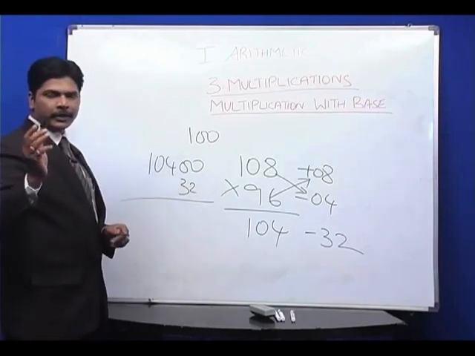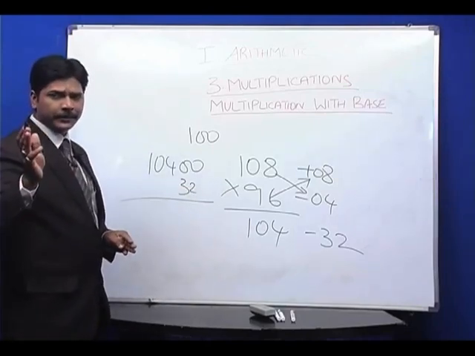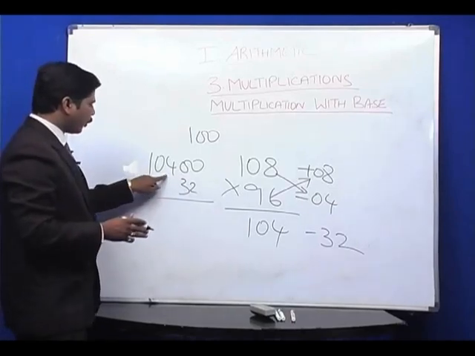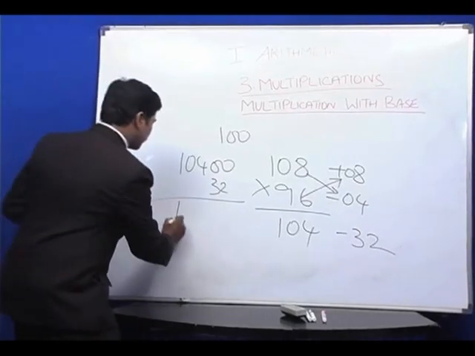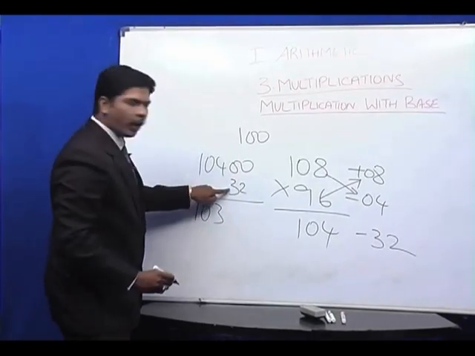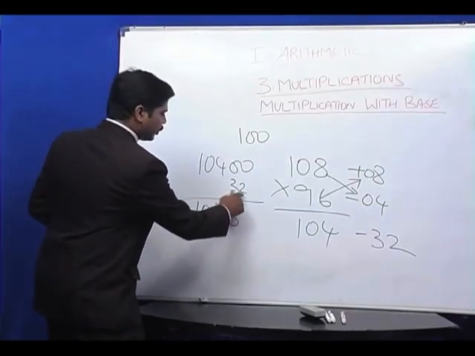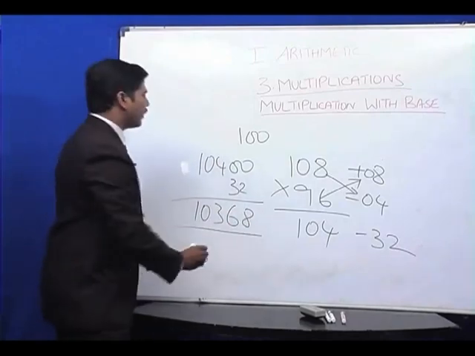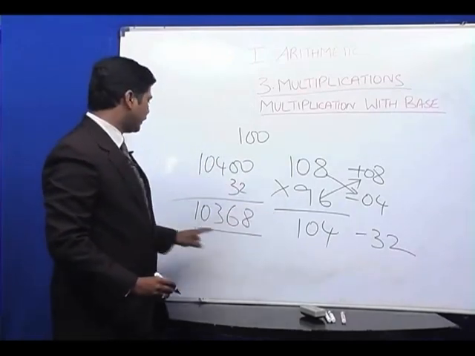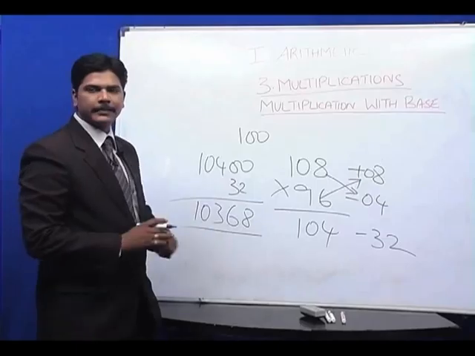You know the technique which I actually taught you in the concepts of subtractions, from left to right. 104, next place is a mismatch, so 104 becomes 103. 3's complement is 7, but next place mismatch, 7 becomes 6, and 2's complement is 8. So that's the final answer. When you multiply 108 times 96, you get 10368.